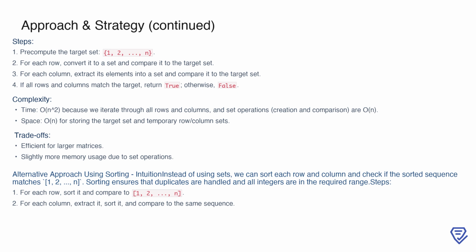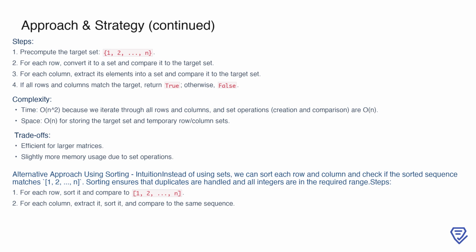Similarly, for each column, we extract its elements into a set and perform the same comparison. If all rows and columns match the target set, we return true, otherwise, we return false. This method eliminates the need for redundant membership checks, as the set comparison is both quick and precise.